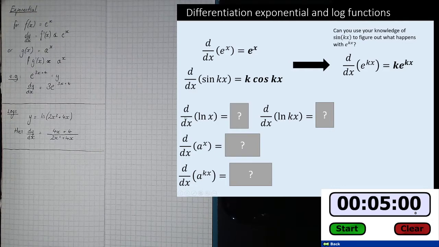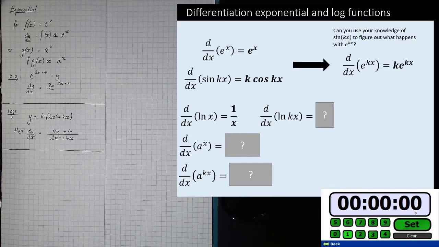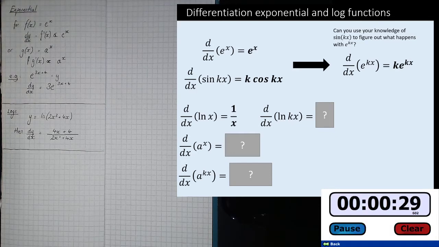Now, d by dx of ln x, a little bit of a memory test for you. What did the ln differentiate to? The ln differentiates to 1 over x. So thinking about what ln kx would differentiate to, I'll give you maybe 30 seconds to have a think. If you had ln kx, what would that differentiate to? Should it be simplified? Okay, have 30 seconds to think about it.